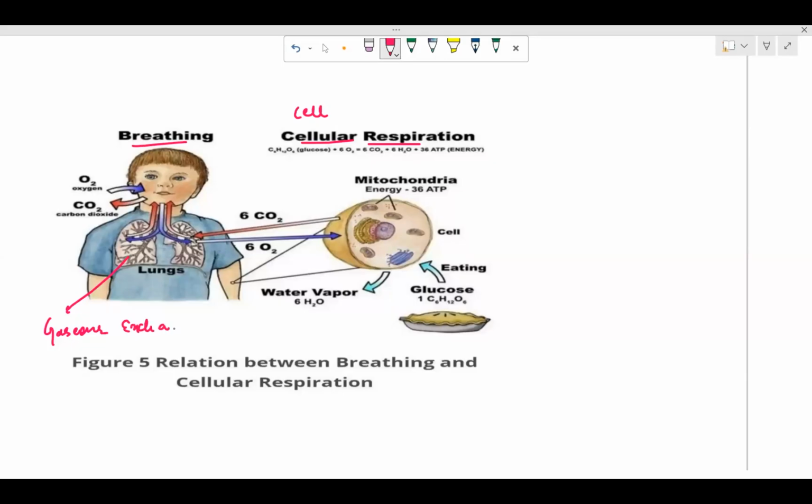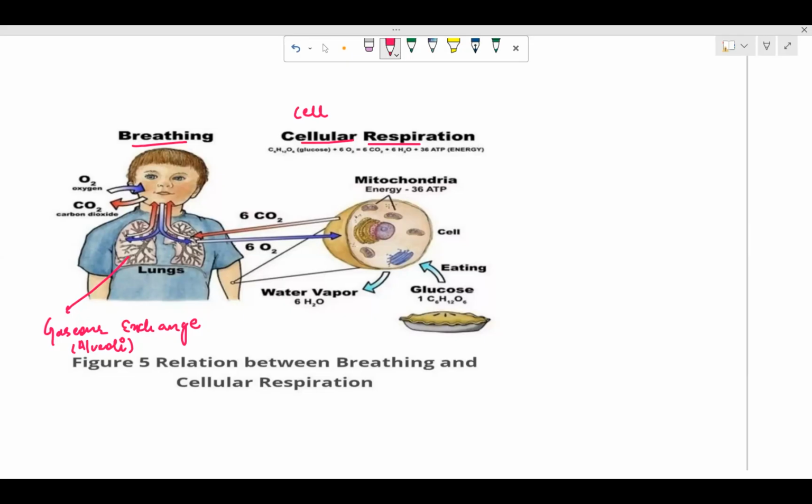I am repeating it 2-3 times because I will ask the same thing in the next class. Understood? So gaseous exchange is taking place at the alveoli level. Now keep it aside. Both things are taking place at the same time. Oxygen is coming in as a form of breathing, and respiration is also occurring because oxygen is combining with the glucose.